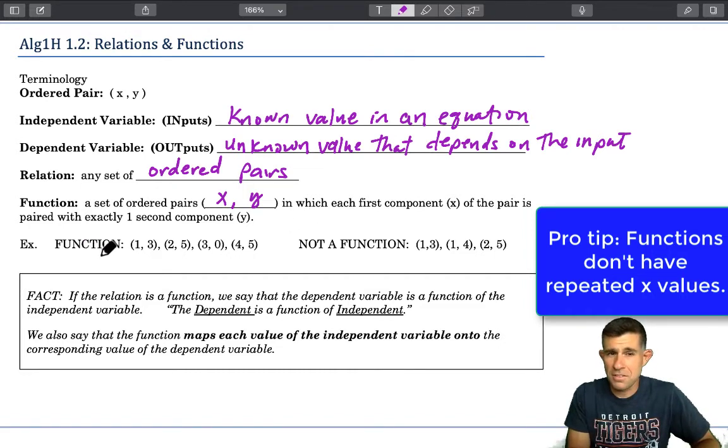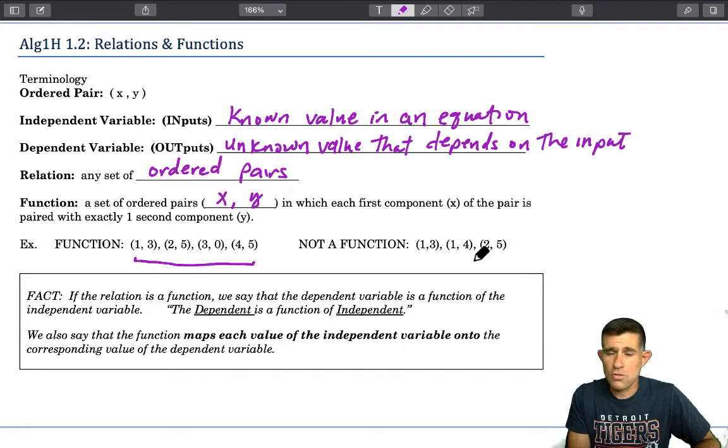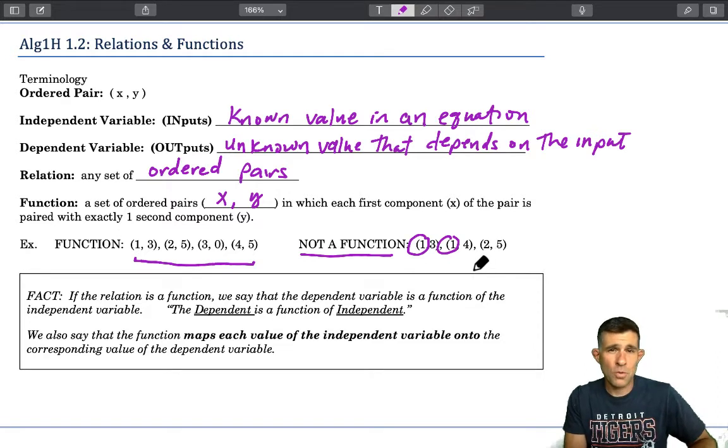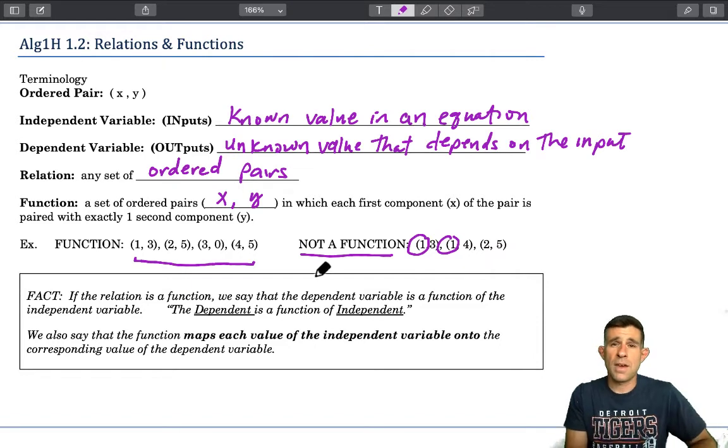All right, so let's take a look at these two examples just to see what I mean here. This first example, we have this relation (1, 3), (2, 5), (3, 0), and (4, 5). Now this is going to be considered a function because it has no repeated x values. However, this one here, (1, 3), (1, 4), and (2, 5), is not going to be a function because you can see these first two ordered pairs have a repeated x value. Now, when we plot those, we're going to be able to visually see that on our graph, and we'll get an example of that coming up here.